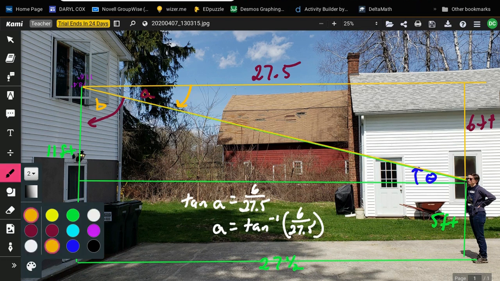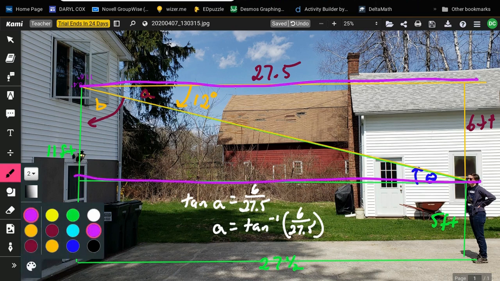So now that we calculated that, we can say Widget's angle of depression is about 12 degrees. Now, you should also be able to say Ellen's angle of elevation is also 12 degrees. Because remember, parallel lines cut by a transversal make the alternate interior angles congruent. So that's also a 12-degree angle. Okay?